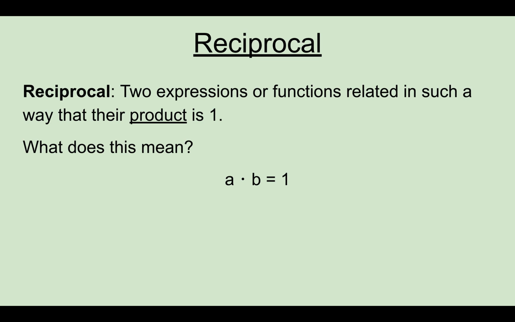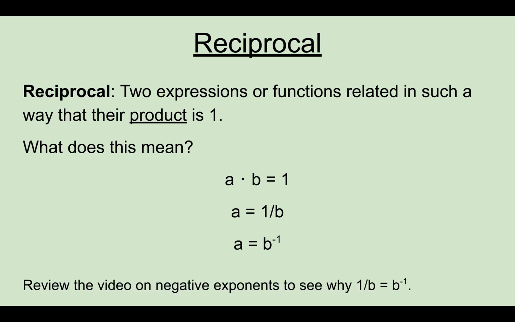So this means this, right? A times b equals 1. Notice I can divide through by b. I get a equals 1 over b, and I can represent 1 over b as b to the negative 1. If you need a little review, watch the video on negative exponents to see why 1 over b actually equals b to the negative 1.